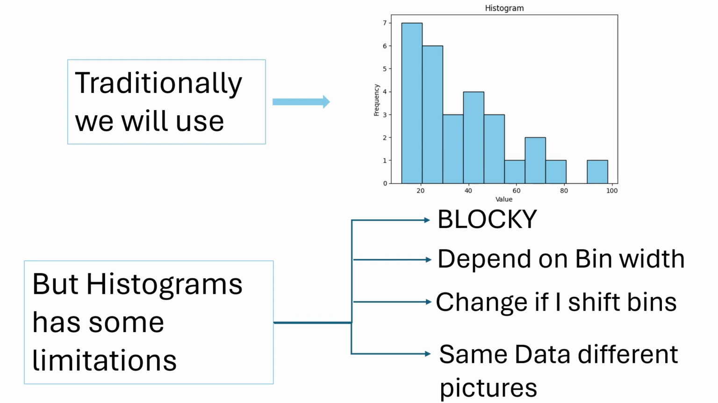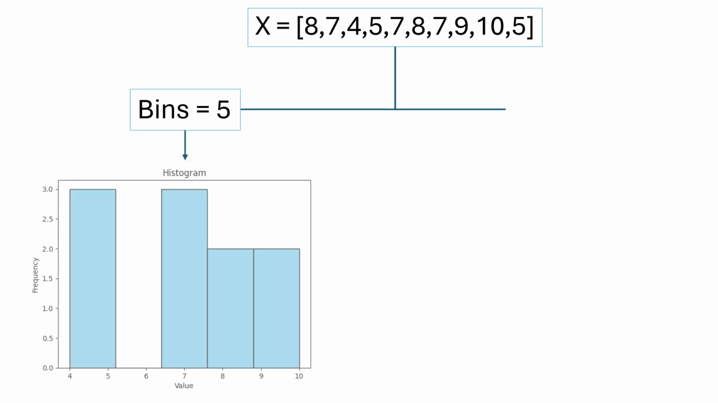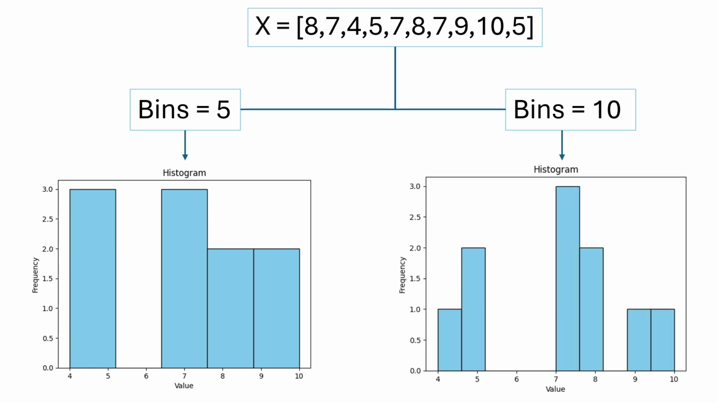Okay. So let's take an example of this data set, draw its histogram, and see what problems we will face with histograms. In the first case, we have taken 5 bins and drawn a histogram. In the second case, we have taken 10 bins and then drawn a histogram. So we can clearly see that the two histograms look completely different. So we can say a histogram will not give a consistent representation of the distribution if we change parameters like bin width or number of bins. Okay. So this is where KDE comes in.